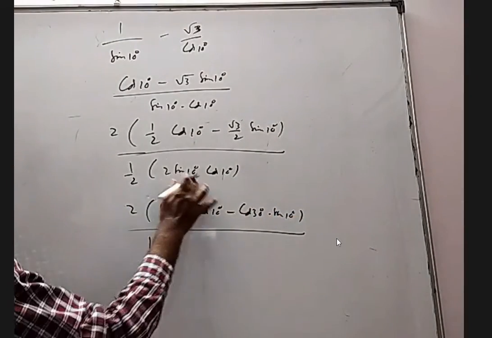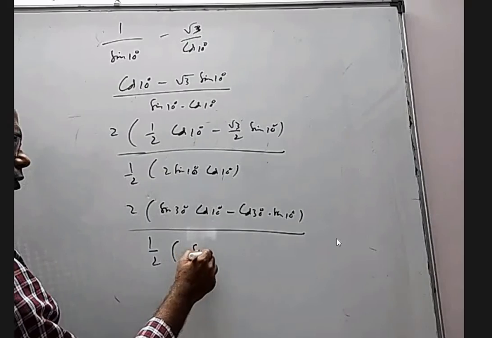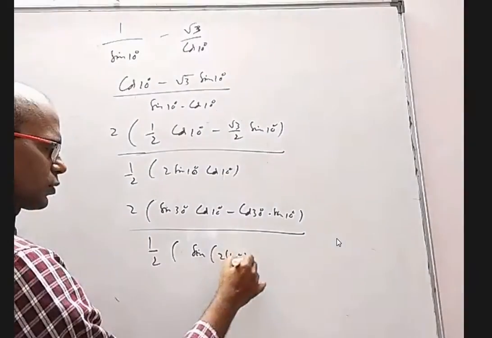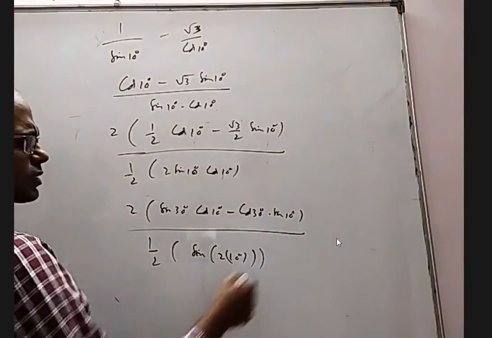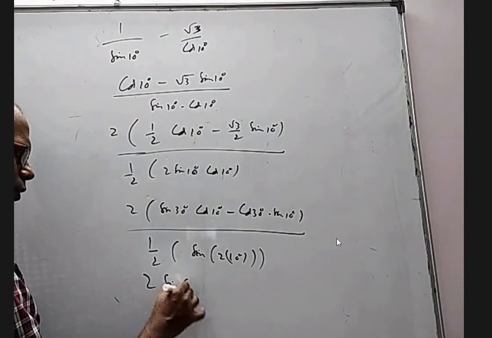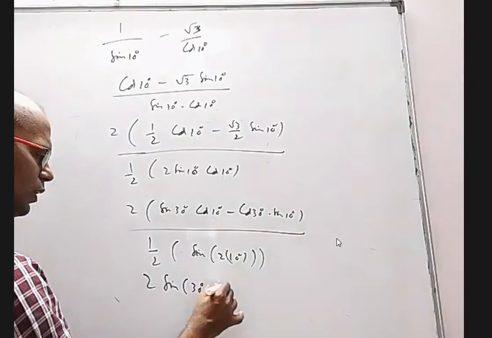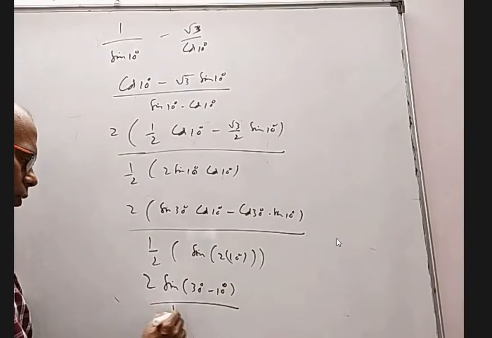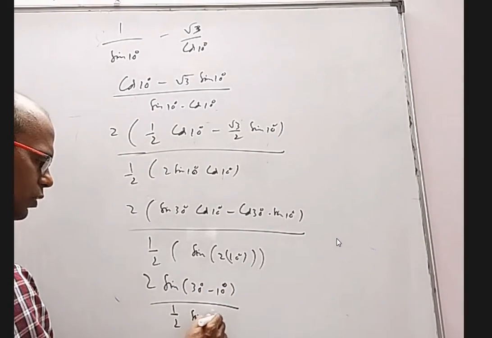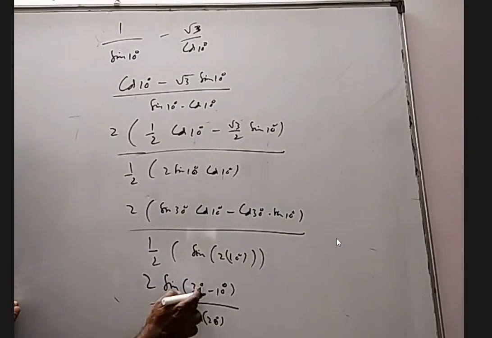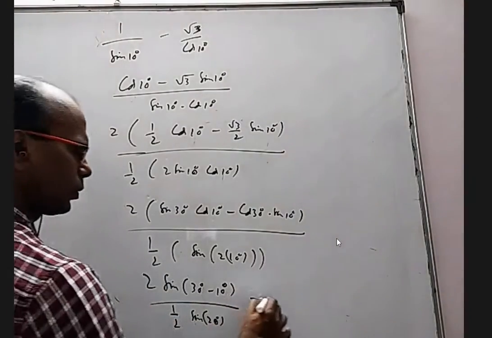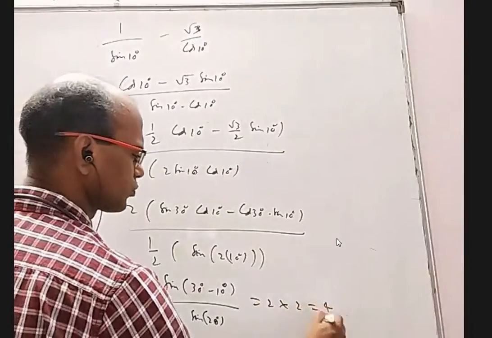By half into 2 sin theta cos theta is sin 2 theta, so sin 2 times 10 degrees. Sin A cos B minus cos A sin B is sin A minus B. You will get 30 degrees minus 10 degrees, and this is sin 20 degrees. So this sin 20, this sin 20 cancel. This will go up. 2 into 2 is 4.